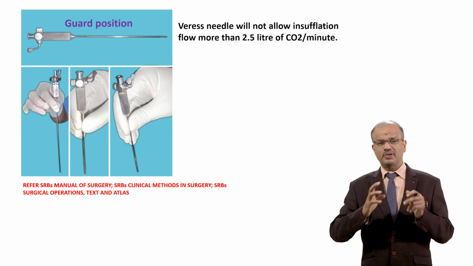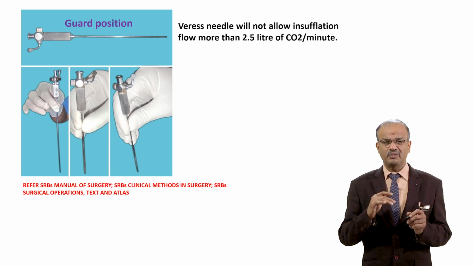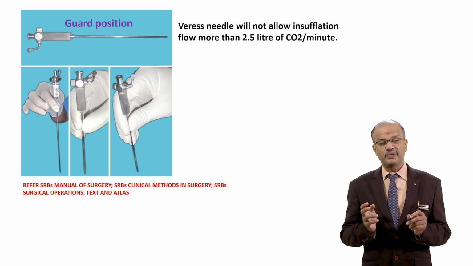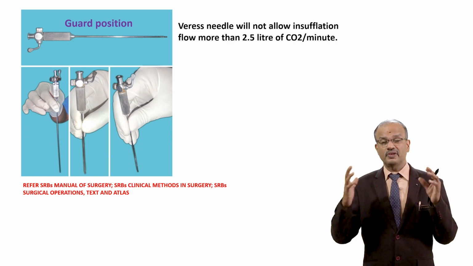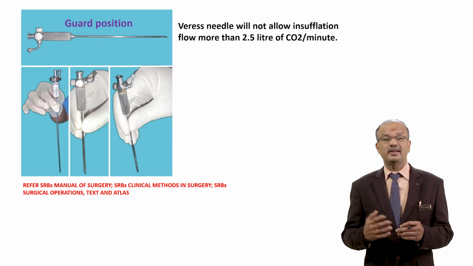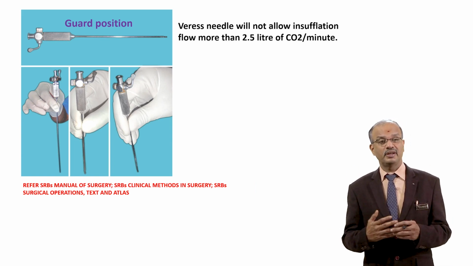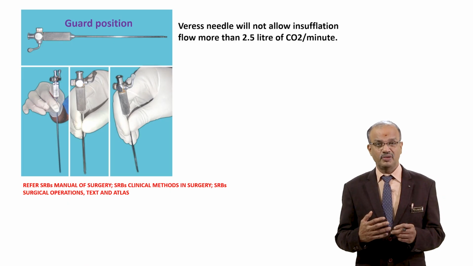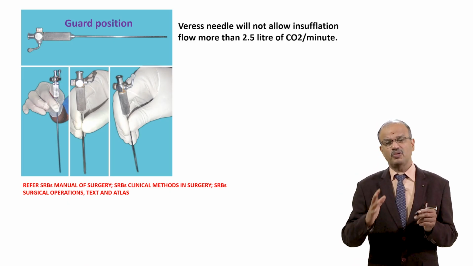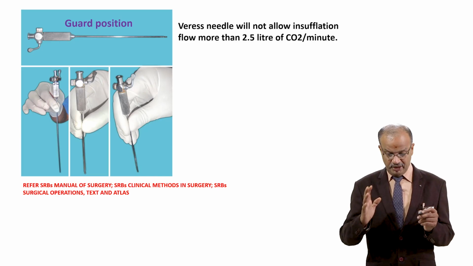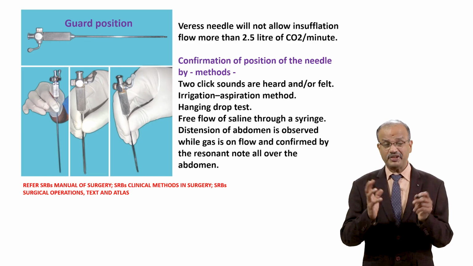The Veress needle is very narrow, so it will not allow insufflation of more than 2.5 liters per minute, so that it is not a rapid distension. Rapid distension of the abdomen may cause compressed IVC, sudden cardiac problems, carbon dioxide problems, and so on. So that prevents that. Whatever flow rate you set, the flow is only 2.5 liters per minute. So this is our example to confirm.